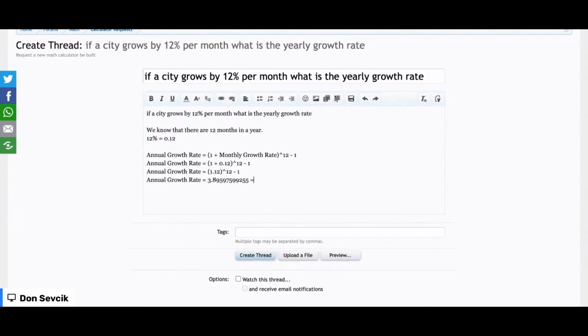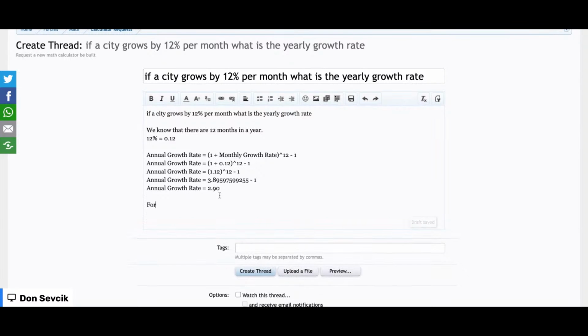Minus 1. And then we've got 2.89. Actually, we round up as 2.90. For our percentage, our yearly growth rate is the annual growth rate times 100%. So we have this times 100% equals 290% annual growth rate. And that's how that is done.